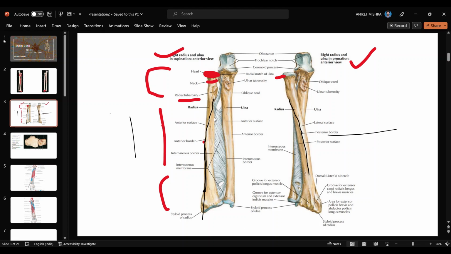Now the medial, or interosseous, border. It lies toward the medial side, and the interosseous membrane attaches on it. The medial border is the sharpest of the three. We will talk about this when we discuss side determination. The medial side of the radius is the sharpest one, and the interosseous membrane attaches onto it.